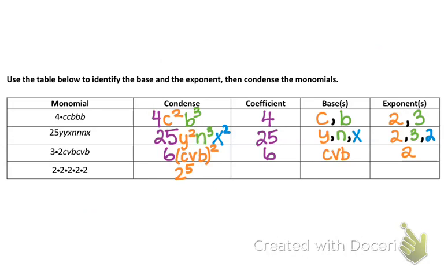In the last example, we're going to condense this. We have 5 copies of 2. This is that tricky one, like from the last table, where we don't have a coefficient because we don't have a number being multiplied by a variable. In this case, 2 is considered our base being raised to the 5th power.